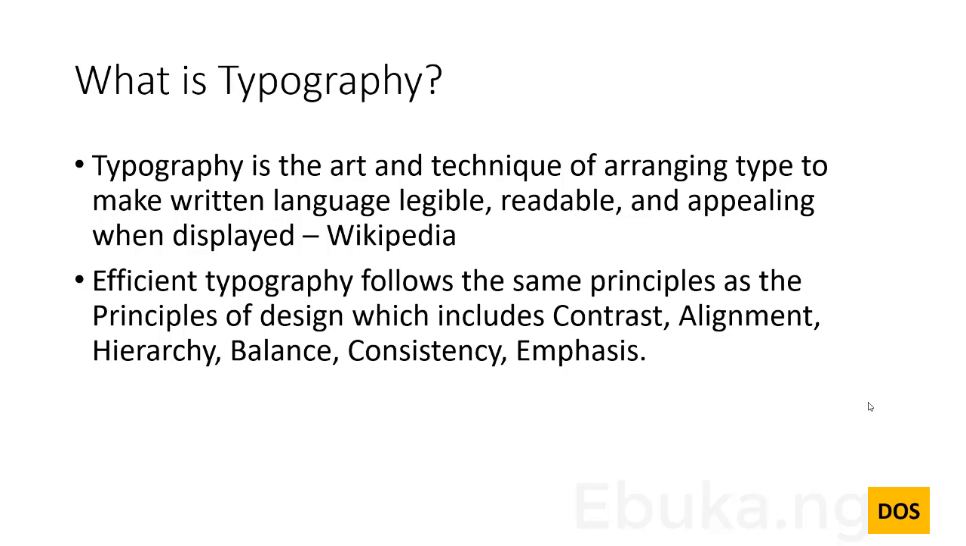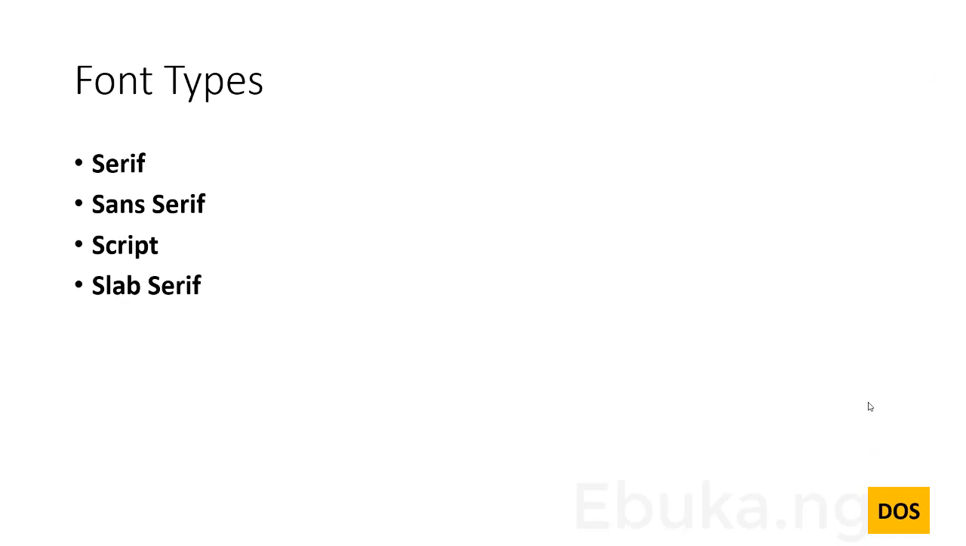So now typography is the art and technique of arranging type. When you say type, same thing, you mean text. Now efficient typography follows the same principles as the principles of design, because typography principles also are the same principles as the principles of design: contrast, alignment, hierarchy, balance, consistency, and emphasis. Good. Now, we're going to be looking at the font types. There are four very popular font types. The first, you have the serif fonts, you have the sans serif fonts, you have the script fonts, and then you have slab serif fonts. So I'm going to take each of them one after the other.